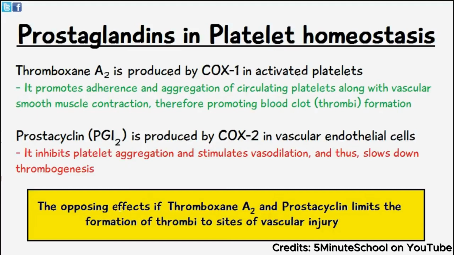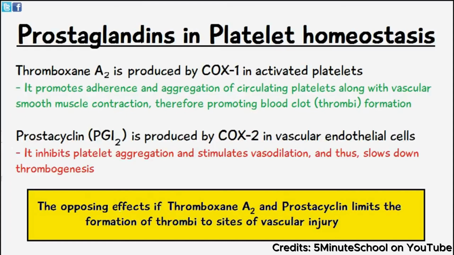The first one, thromboxane A2, is produced by COX-1 activated platelets. What this does is it promotes adherence and aggregation of circulating platelets along with vascular smooth muscle contraction. So it promotes blood clot formation. It promotes thrombus formation. The next one we have is prostacyclin, PGI2, and it's produced by COX-2 in vascular endothelial cells. Notice the difference. Thromboxane A2 is produced by platelets, and prostacyclin PGI2 is produced in vascular endothelial cells.